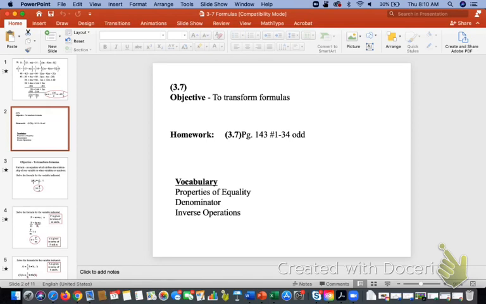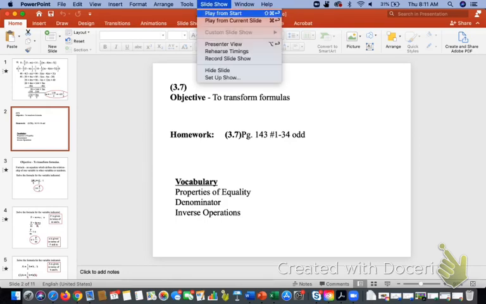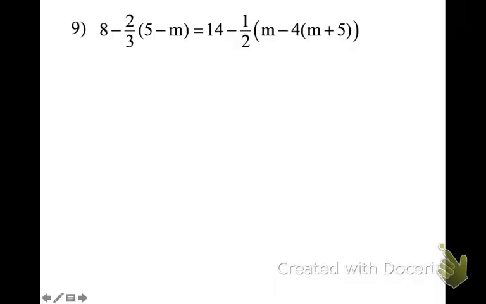Having a lot of problems with what kids were doing on 3.6, that they were not showing the parentheses, so I'm going to talk about that. All right, let's take a minute and do the problem by clearing the denominator. I want you to clear the denominator.